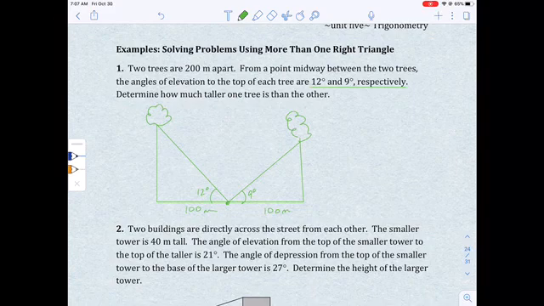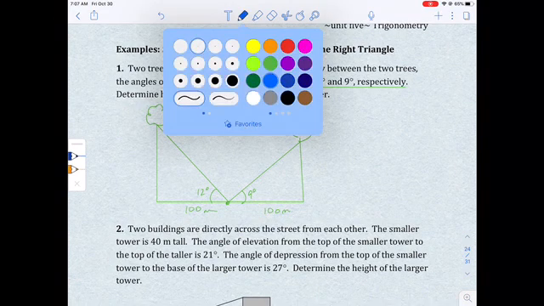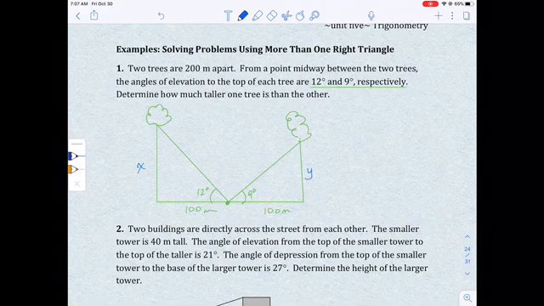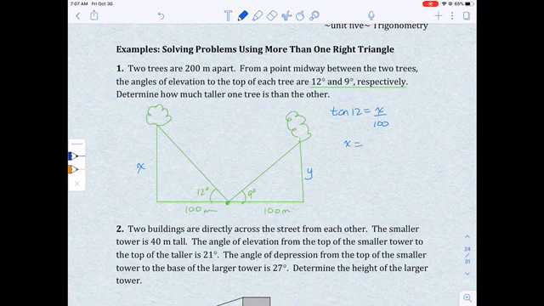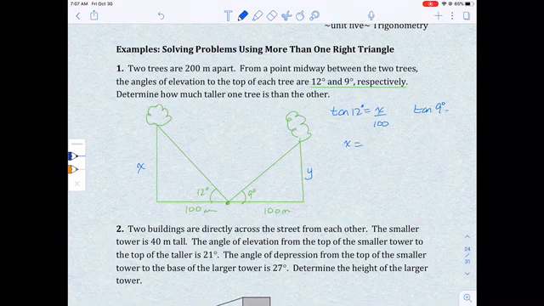Determine how much taller one tree is than the other. So I'm going to call the height of this tree here, just for ease, that would be x, and this would be y. If I'm comparing the heights, I'm going to then subtract. So tan of 12 will be x over 100, and tan of 9 will be y over 100.